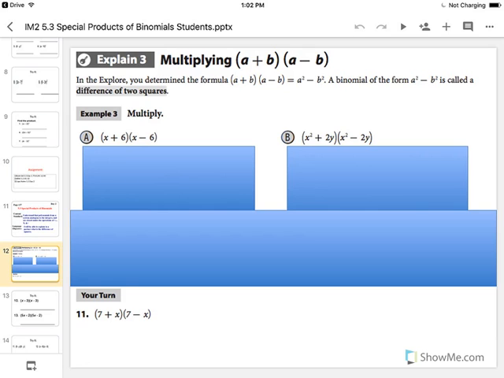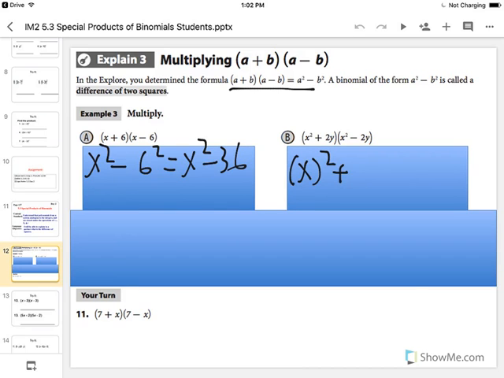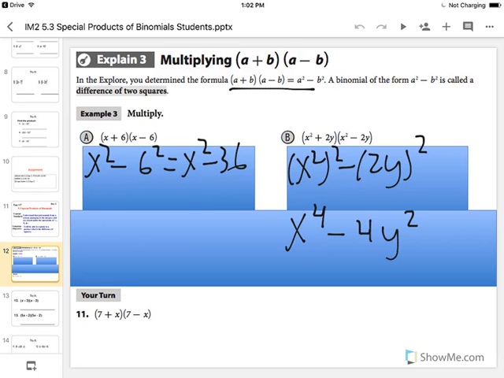Example 3. So we have x plus 6 times x minus 6. We're using this formula here. So this gives us x squared minus 6 squared, which equals x squared minus 36. And then for part B, we have an x squared plus, oops, that should be a minus. Let me clean this up. So it should be x squared minus the quantity 2y squared. So that gives us x to the 4th power minus 4y squared.